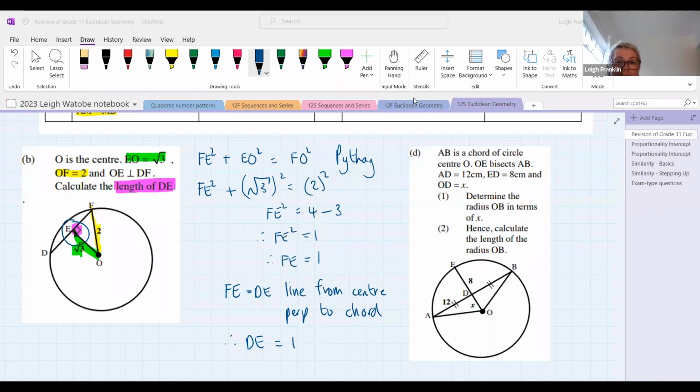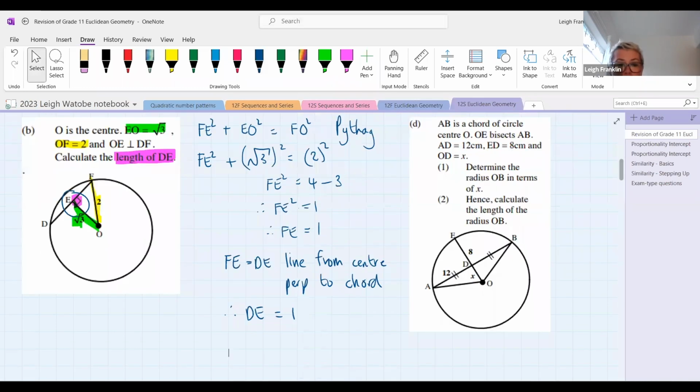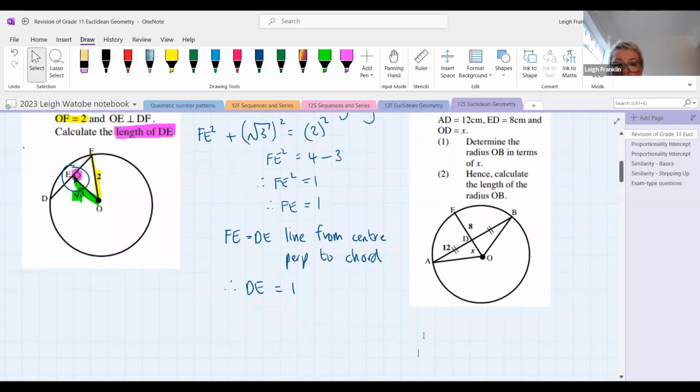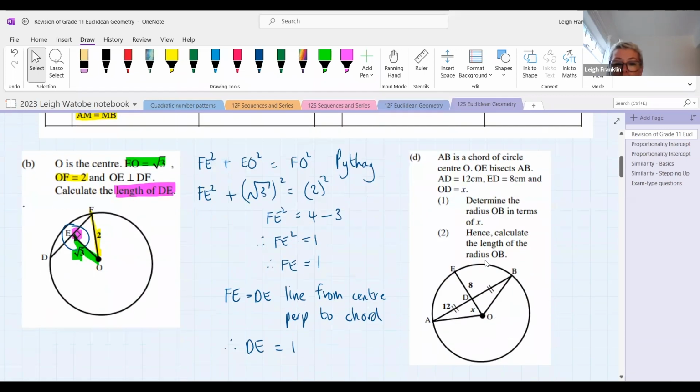All right, good, everybody. Okay, so now I'm going to do an example with you on how we would use the line from center to midpoint of chord, and that's where this particular example comes in over here.